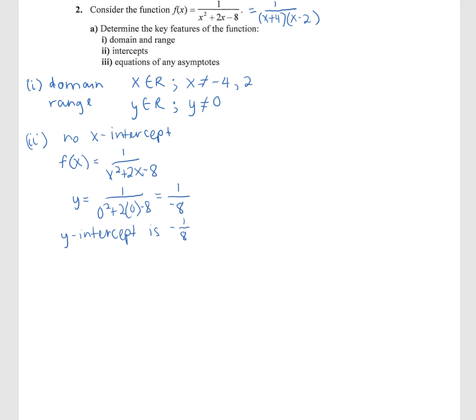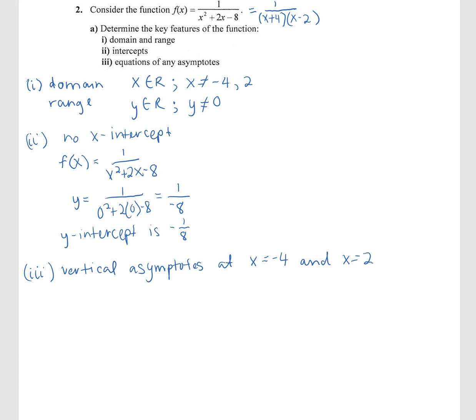Okay, so part 3 asks for equations of any asymptotes. For this part, we want to look back at what we found for our domain and range, because that's going to help us figure out the asymptotes. Since x can't equal −4 or 2, we're going to have vertical asymptotes at x = −4 and x = +2, because the function will never quite reach these values. Those are the equations of our vertical asymptotes.